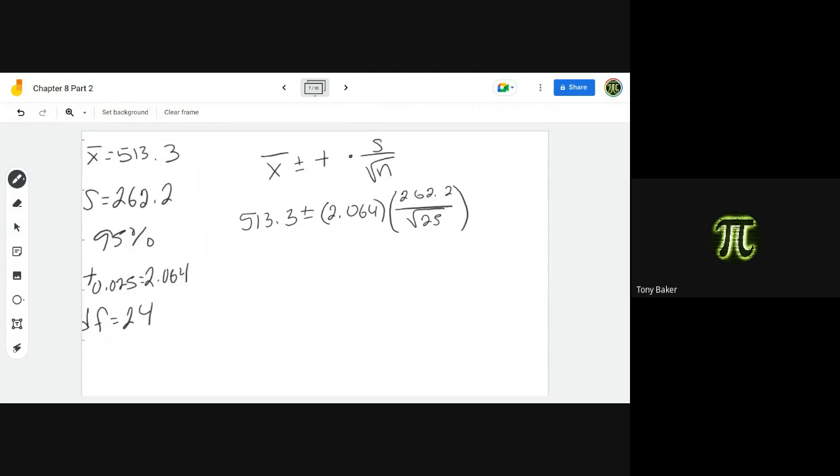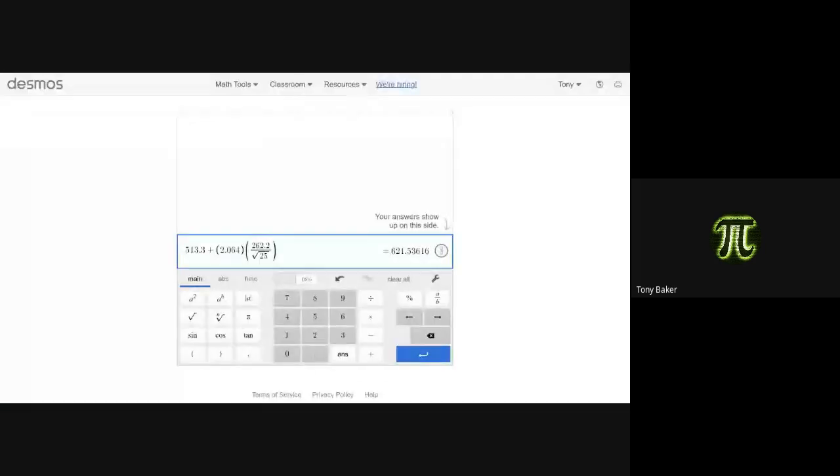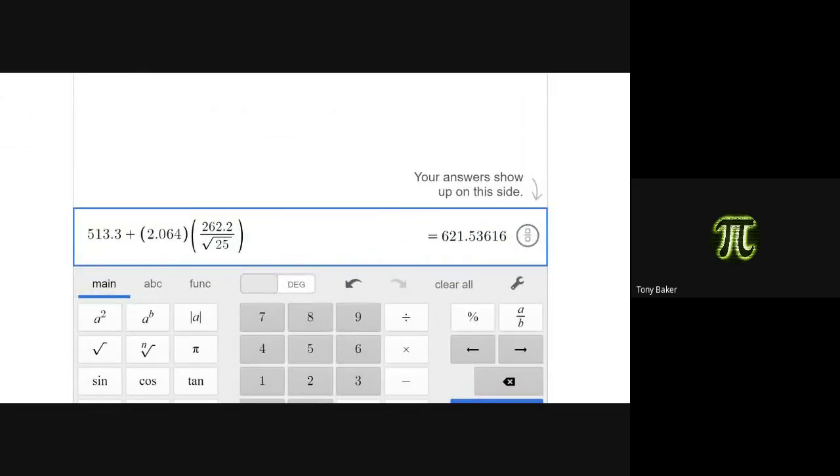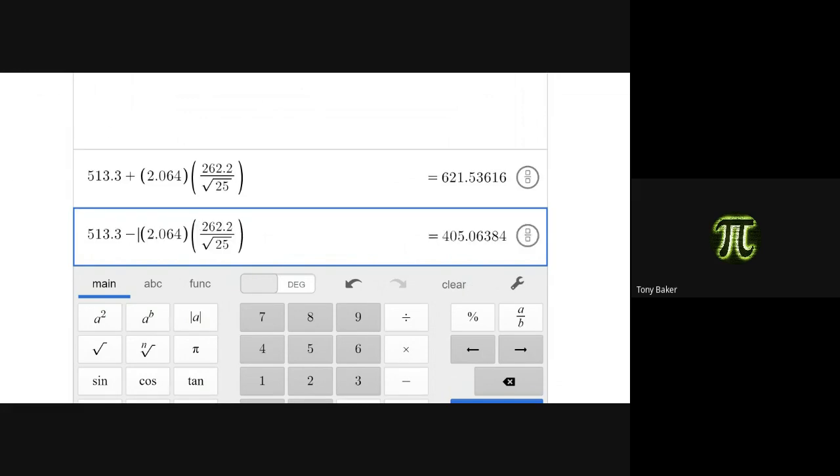You can use Desmos for this. I know on your phone you can't copy and paste, but I can. So we get our range is 405.1 to 621.5.